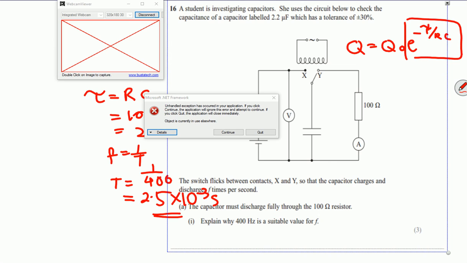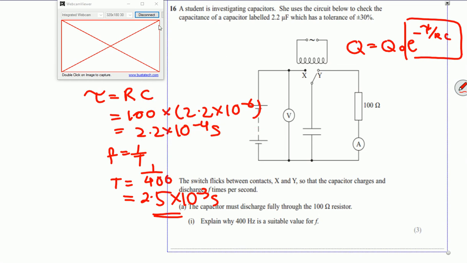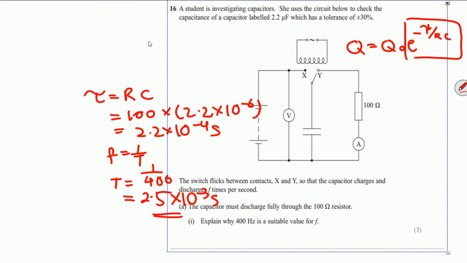Oh, and sorry about that. And I'm going to find this, and if this is a small value, then it should be suitable because we're completely discharged.